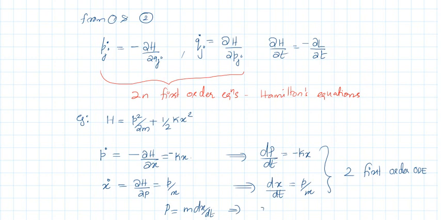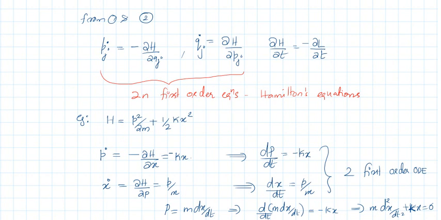That means d by dt of the first equation, d by dt of p, you can write it as m d²x by dt² equal to minus kx. So this becomes m d²x by dt² plus kx equal to 0. This is exactly Lagrange's equation. So two first order equations are equivalent to this second order equation. Or you can split this second order equation into two first order equations by defining such a function H. So this is the procedure of Hamiltonian dynamics.